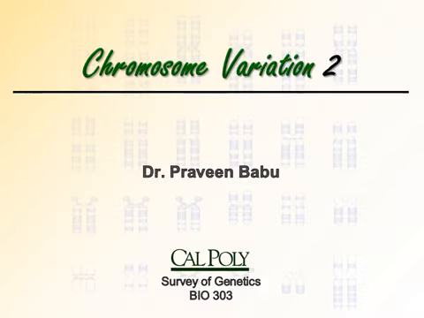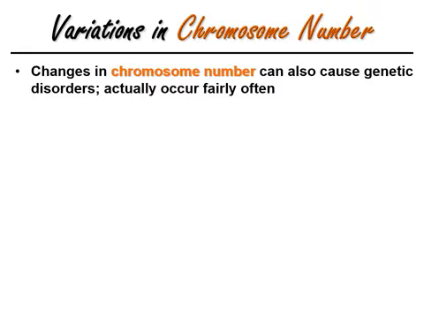Chromosome variation, part 2. Well, now that we've covered chromosomal rearrangements, let's look to changes in chromosome number. So these are mutations that occur where the number of chromosomes obviously are going to be altered.